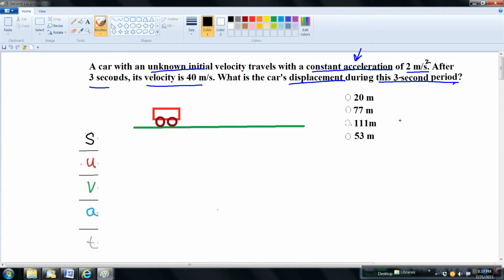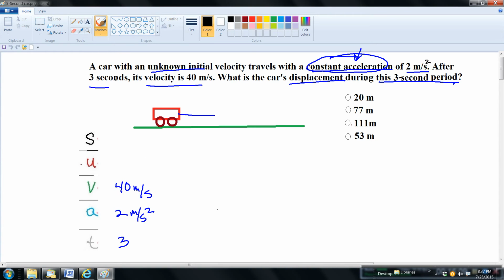Okay, so we got a SUVAT problem because we got constant acceleration and all the information that we need to at least solve. We got 3 bits of SUVAT, 3 out of the 5. So let's put what we know in. Step 1, we write SUVAT. Step 2, we put in our information. So we've got a constant acceleration of 2 meters per second squared. We've got a 3-second interval. We know the final velocity is 40 meters per second.